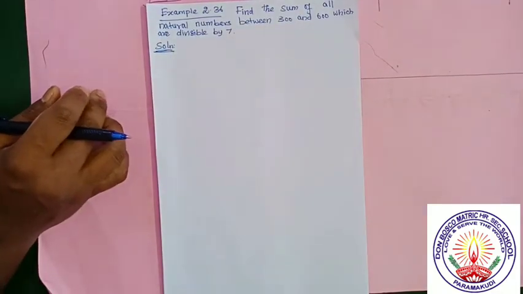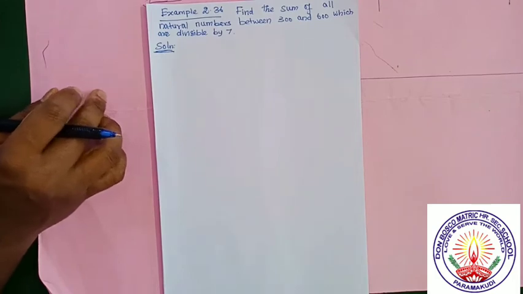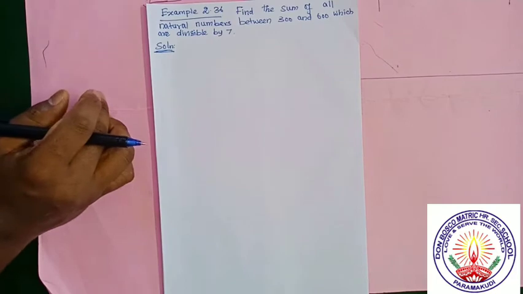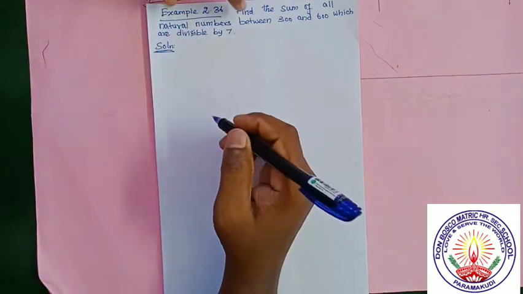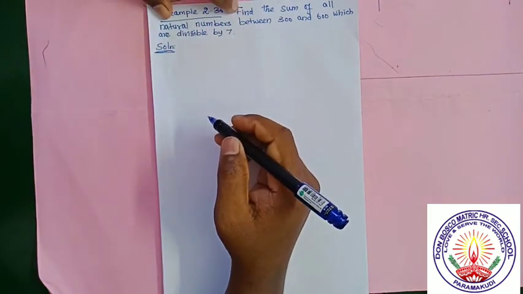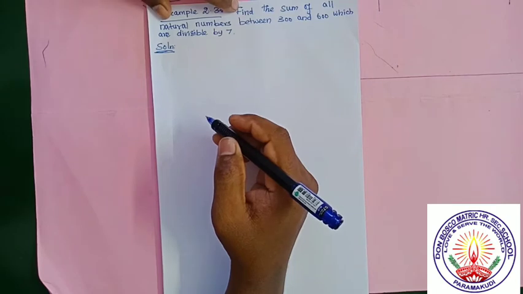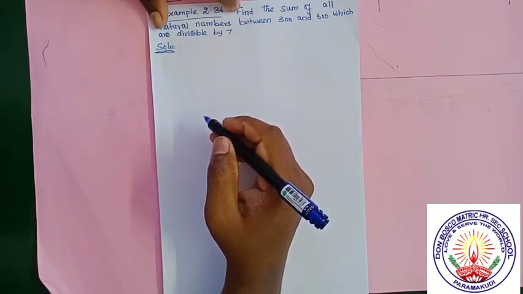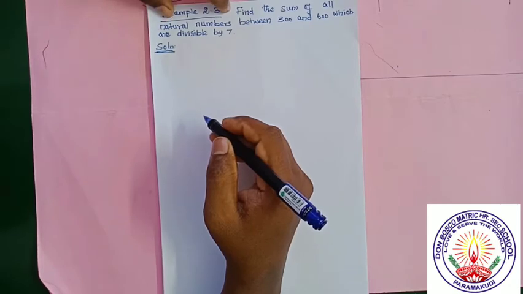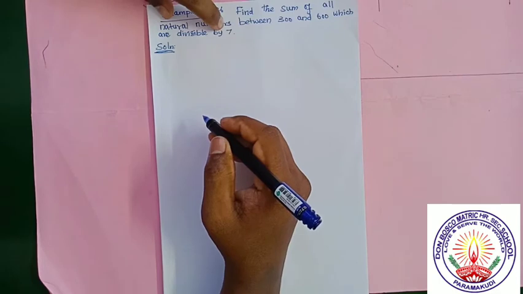Example 2.36. So another easiest 5-mark question. Sometimes they will ask it as a 2-mark question. Find the sum of all natural numbers between 300 and 600 which are divisible by 7.